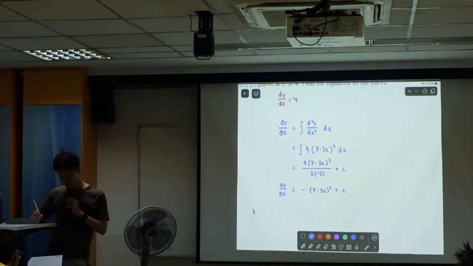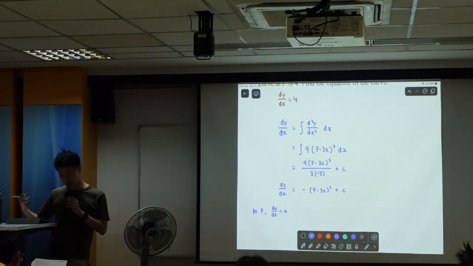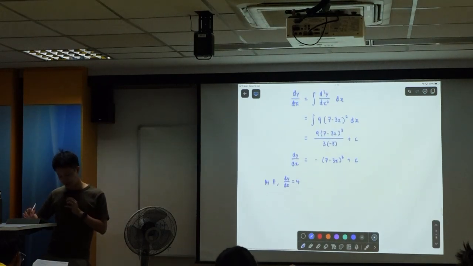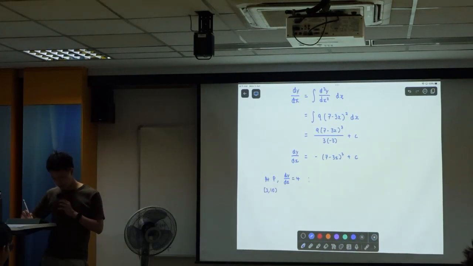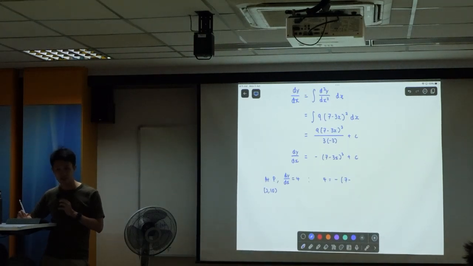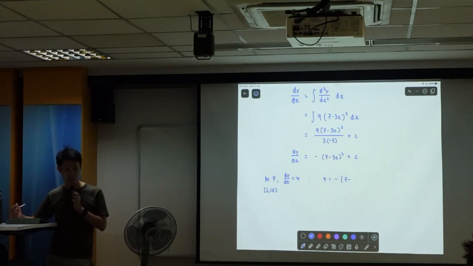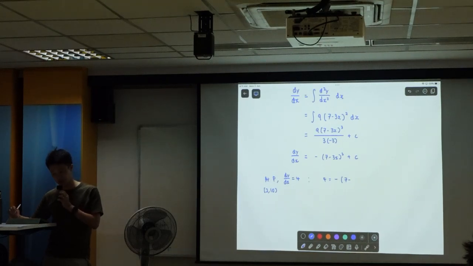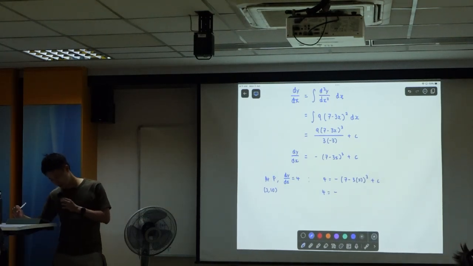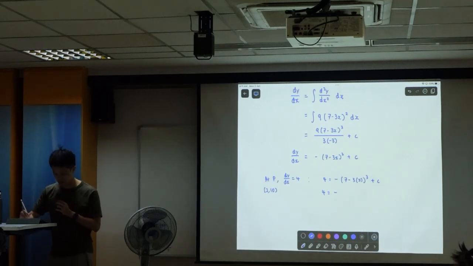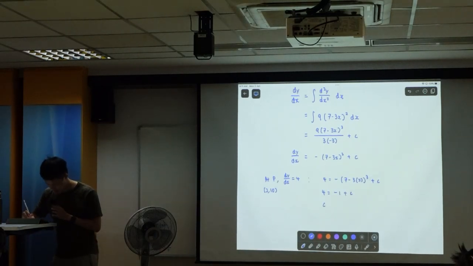Now we know that at P, dy/dx equals 4. So we need to find what coordinate P has. P has a coordinate of (2, 10). So this means that 4 equals negative of (7 minus, what's the x value then? Because we already say it's at point P, right? The x value is the x coordinate of P, which is 3 times 2) cubed plus c. From here, 4 equals negative (7 minus 6 is just 1), so it's actually just negative 1 plus c. And c equals 5.